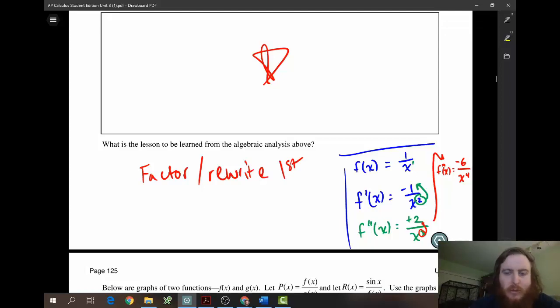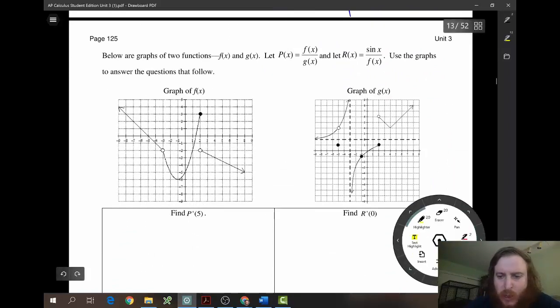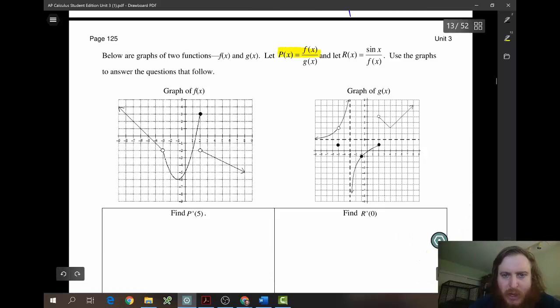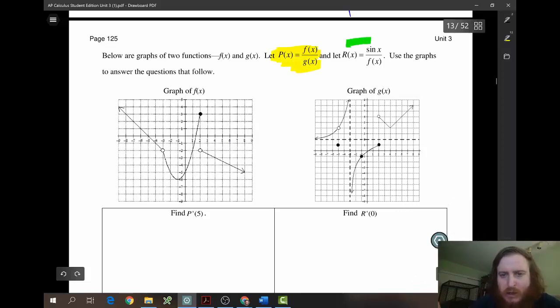So now we're going to look at graphs, kind of like what we had yesterday. So the first one we're going to call P of x, which is equal to f of x over g of x. And then we'll also define r of x as sine of x over f of x.